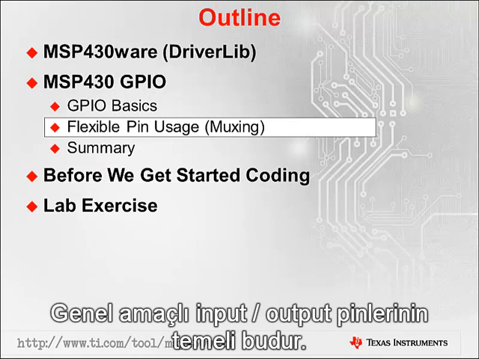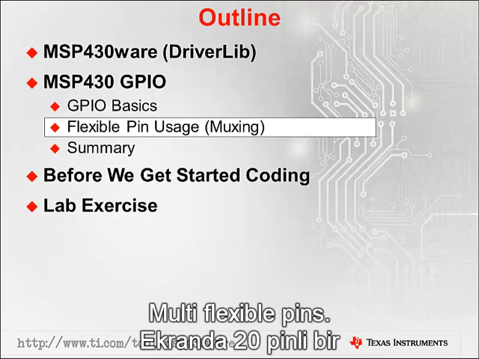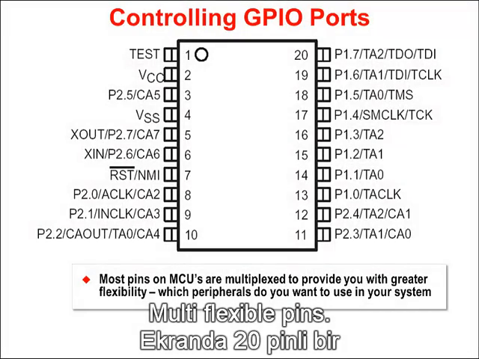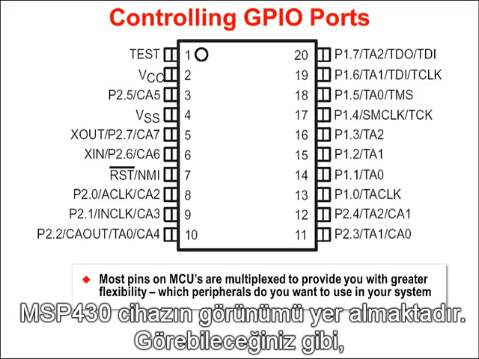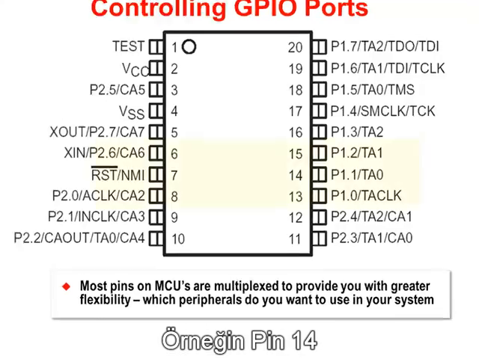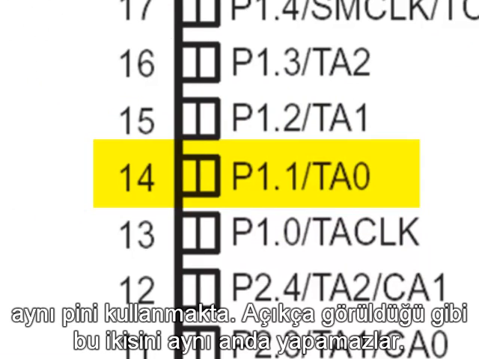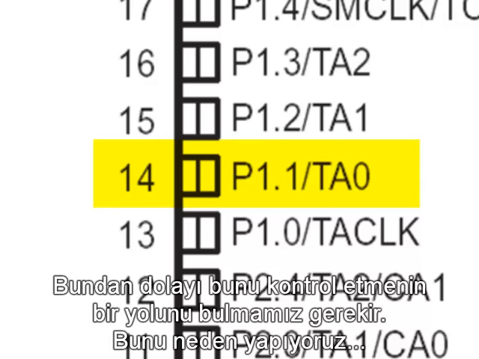We got input and output on general purpose input-output pins. We do need to talk a little bit about what I've called here flexible pin usage. Oftentimes this is called muxing or multiplexing of pins. Here's just an example of one of the 20-pin MSP430 devices. And what you can see is that each of these pins has multiple capabilities. So for example, on pin 14, P1.1 and Timer A0 utilize the same pin. Now obviously they both can't do that at the same time, so we need to have a way of controlling that.